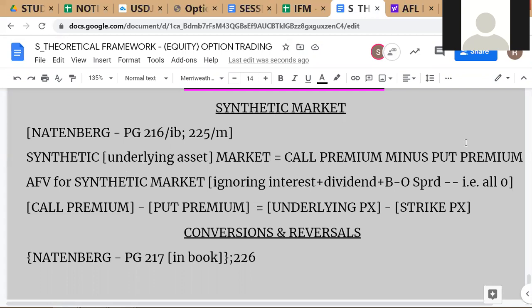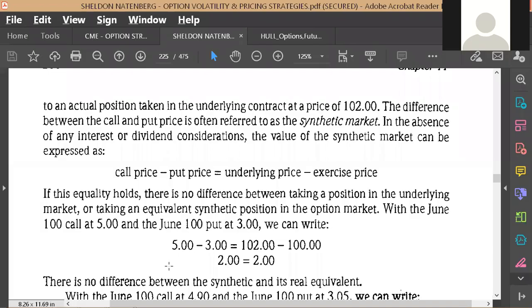So he's saying call premium minus put premium. Why is he saying this? Let's understand the first statement. Anybody remember what the synthetic equivalent was when we did the equivalence? What was the synthetic equivalent for the long underlying? Anyone remember? Long underlying, what was the synthetic equivalent? If you go back to your CME option strategies.